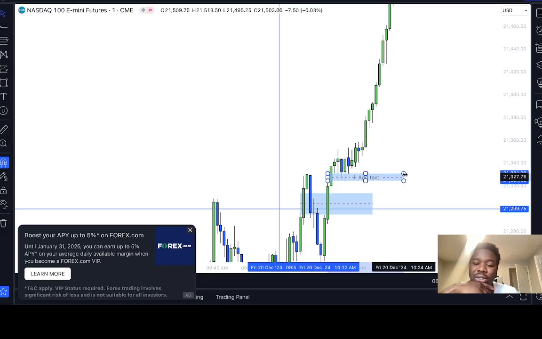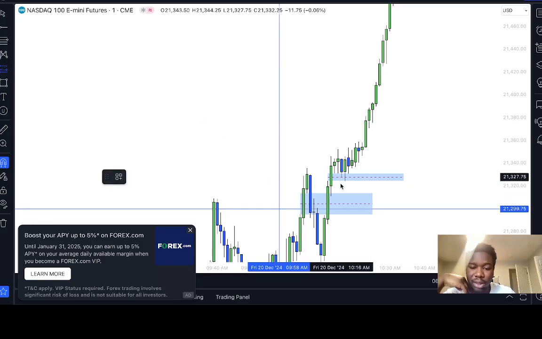Drag that cross. Boom. Our body closure stayed above the consequent encroachment of this fair value gap. Marco, but the wick came down there. Wicks can do damage, they can come down. That doesn't mean anything. Once the bodies are respecting the fair value gap, that's all that you want to see. So this would be our entry.